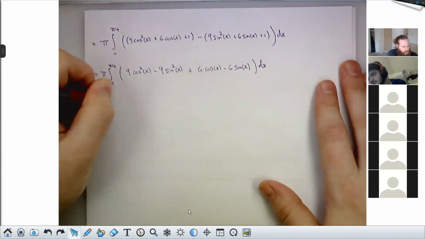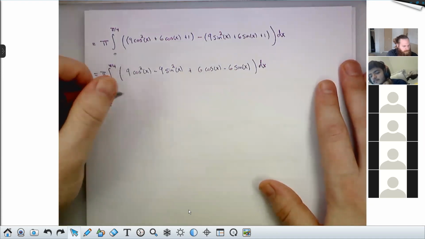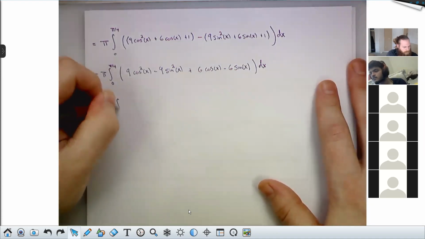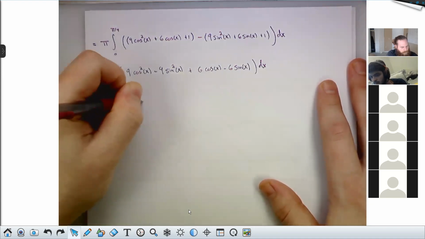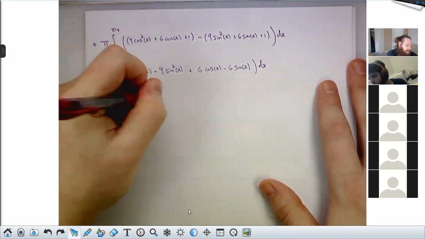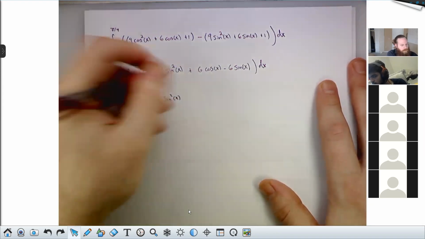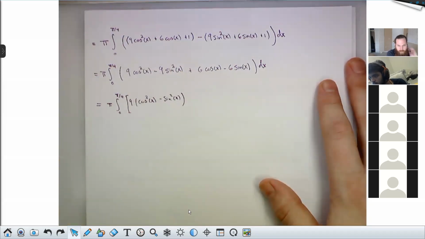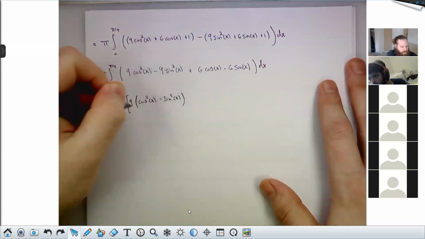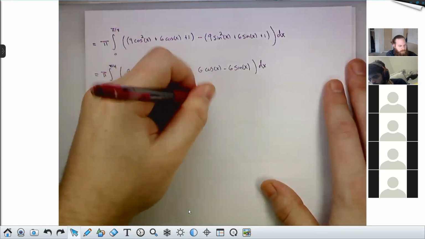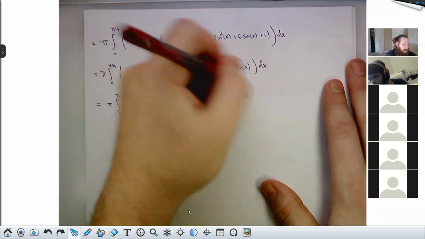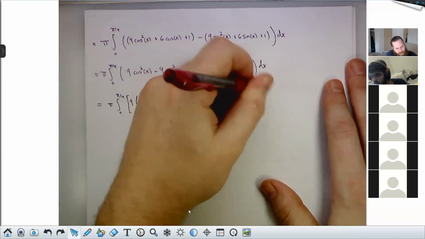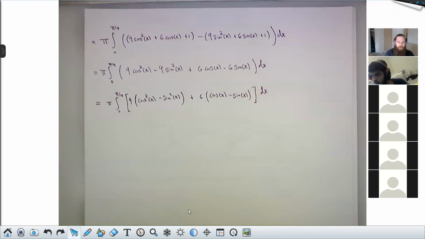From here, I would advise splitting up the integral. So first, I'll show you I'm going to do some factoring. We'll call this pi times integral 0 to pi over 4, big bracket 9 times (cos^2 x minus sin^2 x). And that's where the double angle identity that was just mentioned by Alejandro is going to come into play. This is the same as cosine of 2x plus 6 times parentheses (cos x minus sin x). Close paren, close bracket. Now I'll split up the integral.